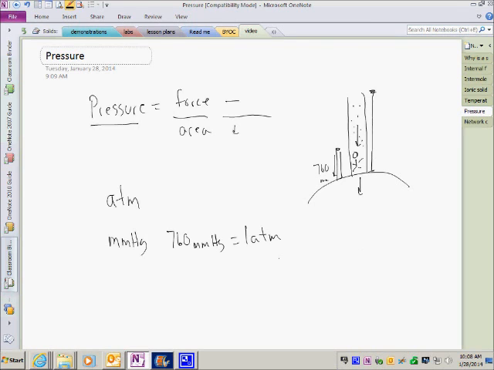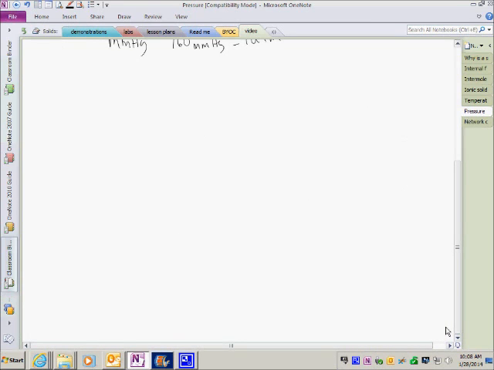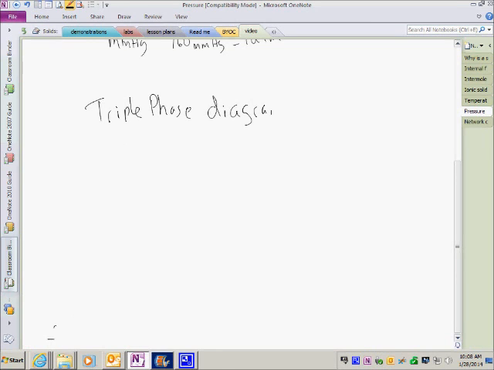One way we will use to quantify this or to look at the effects of pressure is going to be what's called a triple phase diagram. Every substance has a triple phase diagram. It shows the relationship between temperature and pressure.